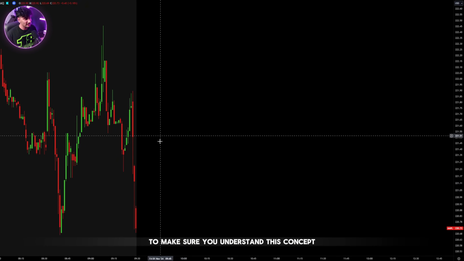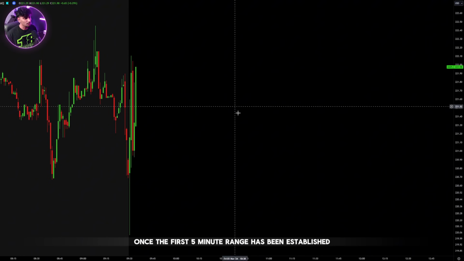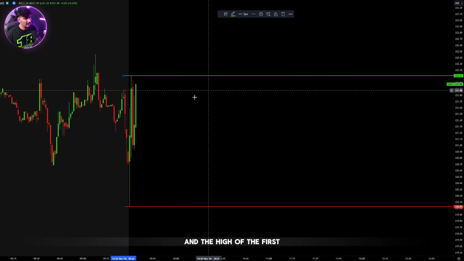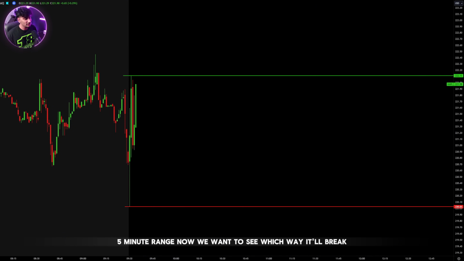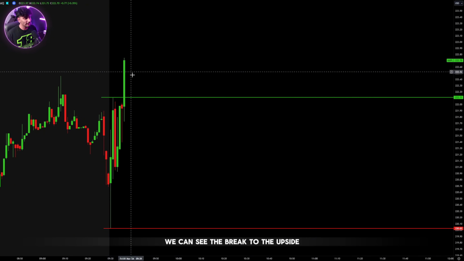To make sure you understand this concept, we're going to first open up for the first 5-minute range. Once the first 5-minute range has been established, we're then going to mark out the low and the high of the first 5-minute range. Now we want to see which way it'll break. And in this example here, we can see the break to the upside.